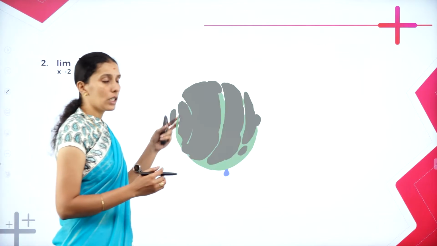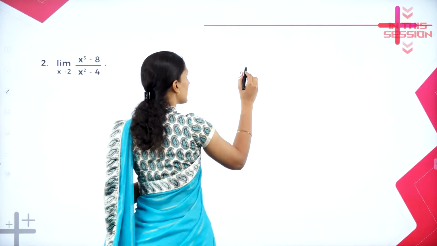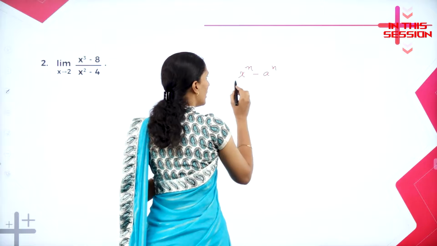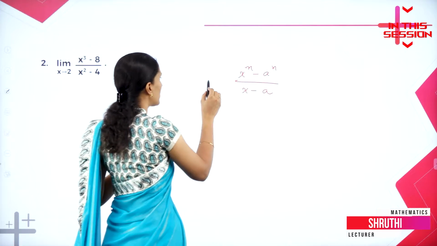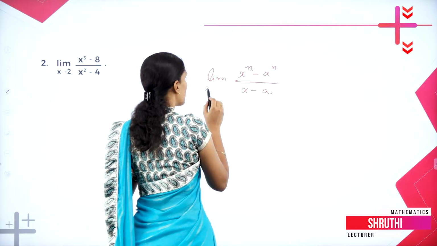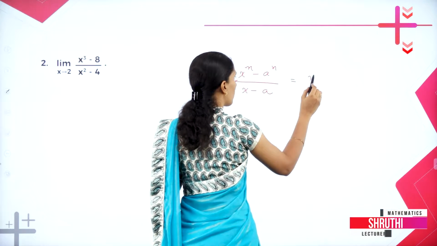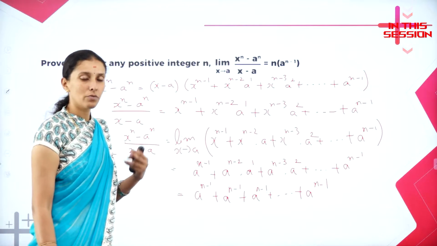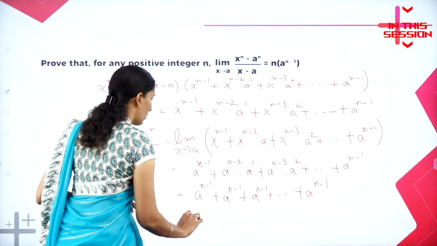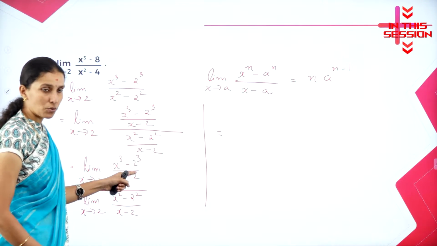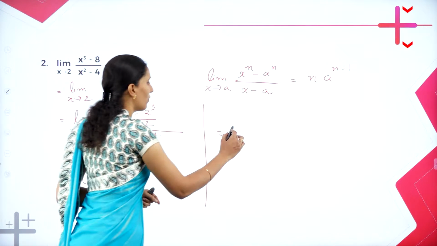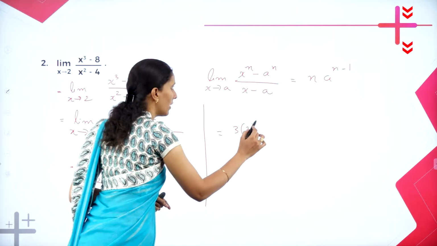If you observe the limit in the form of x power n minus a power n divided by x minus a, then apply the limit as given in terms of question. So the answer will be equal to n into a power n minus 1. How many times we have a power n minus 1? That is n times. So therefore it is n times a power n minus 1. So the value of a is 2, n is 3. So therefore this is 3 into 2 power 3 minus 1.